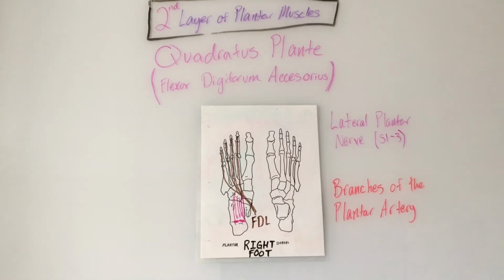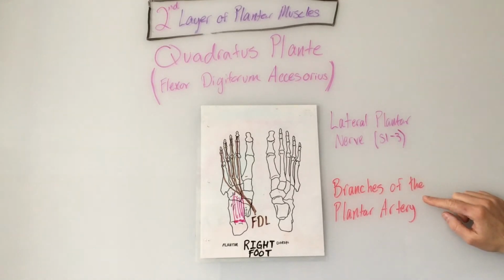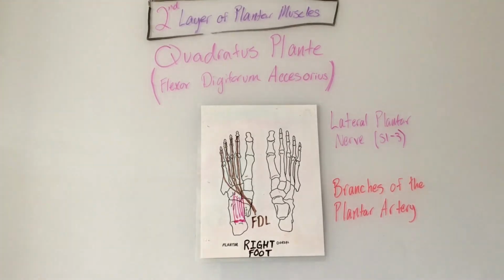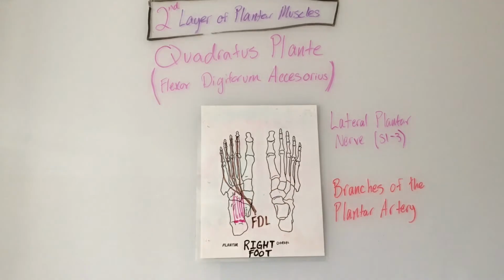The quadratus plantae is innervated by the lateral plantar nerve, S1 through 3. Blood supply are the branches of the plantar artery. Its action is to correct the diagonal pull of the flexor digitorum longus tendon.